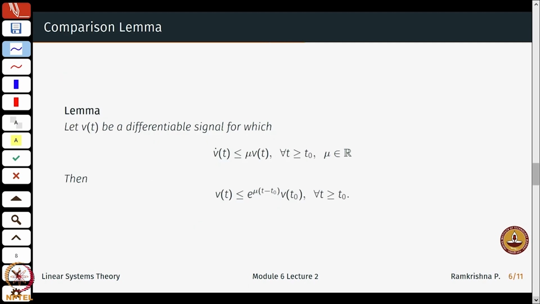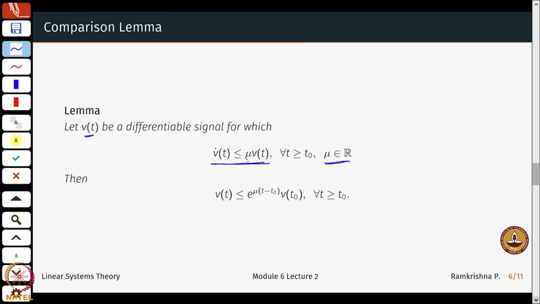Okay. Now another result that we will use later in the proofs is the following, and I will do the proof of the comparison lemma in a supplementary lecture after I finish the main lectures in this week 6. So start with a differentiable signal V of t for which I have some kind of differential inequality involving V, that V dot of t is less than or equal to mu times V of t, for all times t greater than t 0, and mu being some scalar quantity.